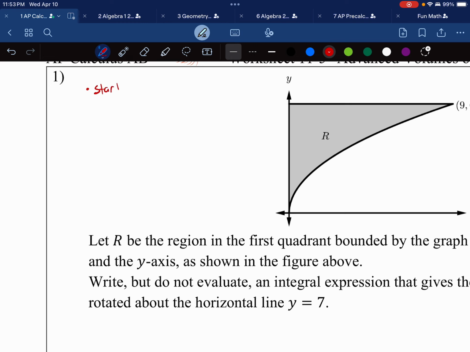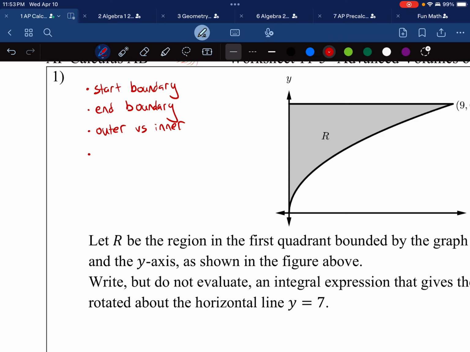We need the start boundary, which very typically will be 0. We need the end boundary, which very typically we'll need to find. I need to talk and write at different times. We need the outer function versus the inner function.